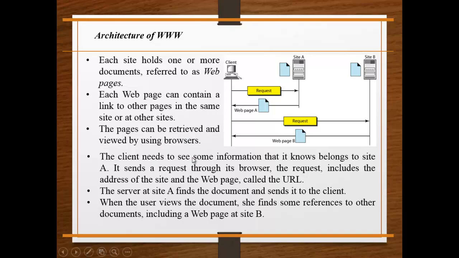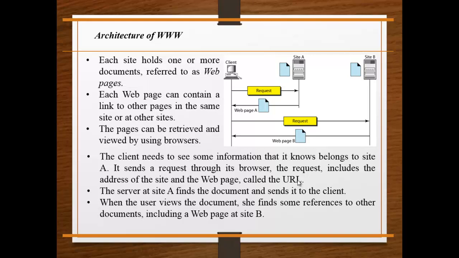The client needs to see some information that it knows belongs to the site A. It sends a request through its browser. So the request is nothing but the URL. Okay, so how are you sending the request? You are sending it in the form of a URL. So you are typing the URL first.